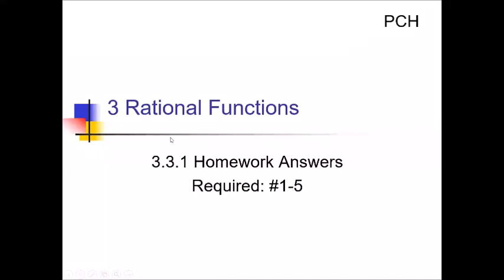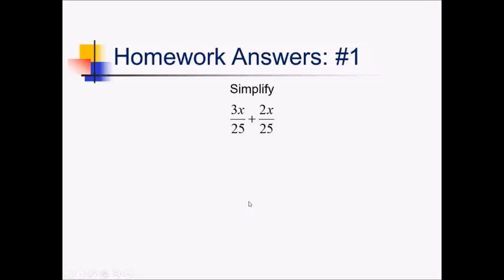This is the Pre-Cal Honors 3-3 Part 1 Homework Solutions on adding and subtracting rational expressions. To add these rational expressions together, let's first look to see if we have a common denominator. Looks like we do. We have a denominator of 25 in each of these. So when we add these, we're just going to keep that denominator of 25, and we're simply going to add the numerators. 3x plus 2x is 5x.